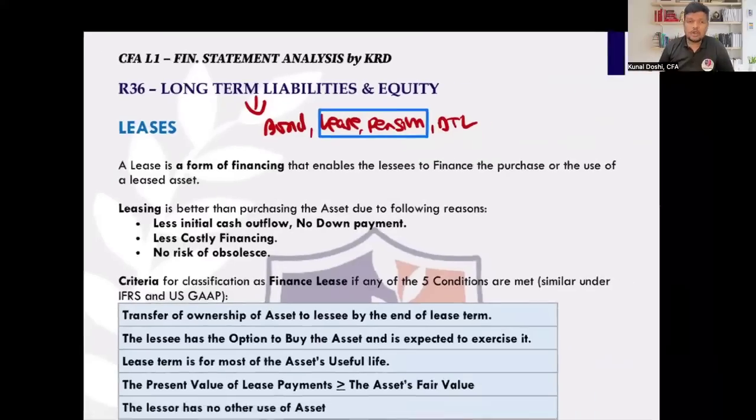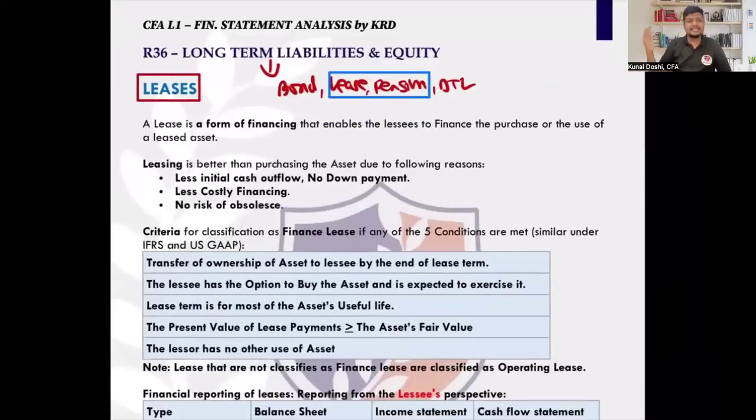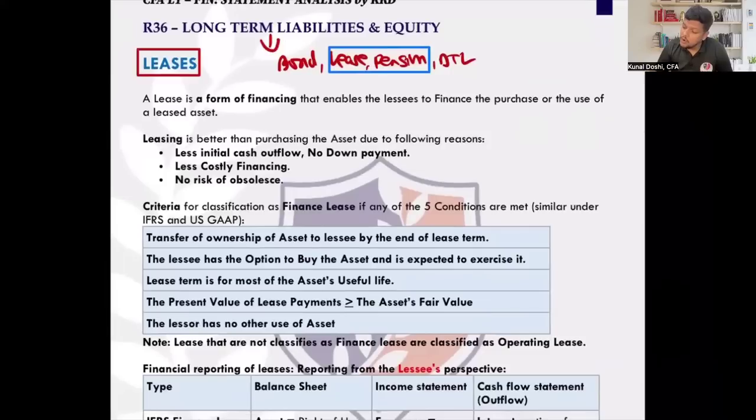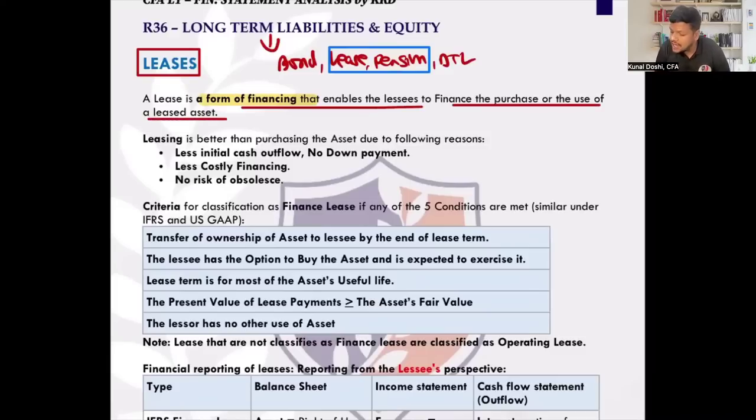So in this topic about long-term liabilities, we are going to first discuss lease, then pension, and then some discussion about share-based compensation related to equity. First of all, leasing is an alternate to borrowing and buying. So those who cannot afford to buy an asset go for leasing. Leasing releases your capital, it isn't blocked. So leasing is considered a form of financing that enables the lessee, the one who takes the asset on lease, as opposed to the lessor, the one who gives the asset, to finance the purchase or use of a leased asset.